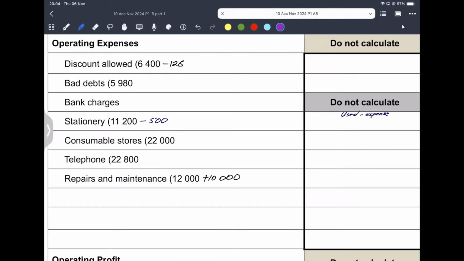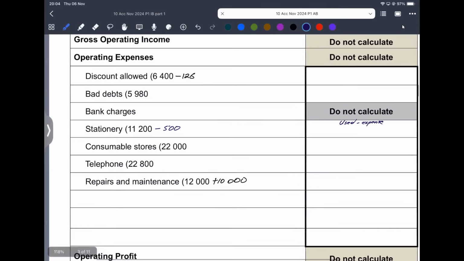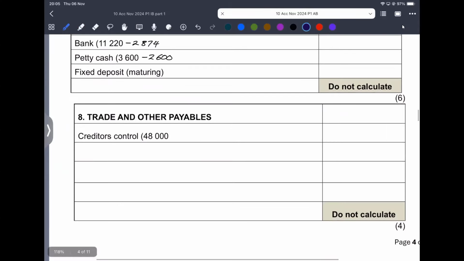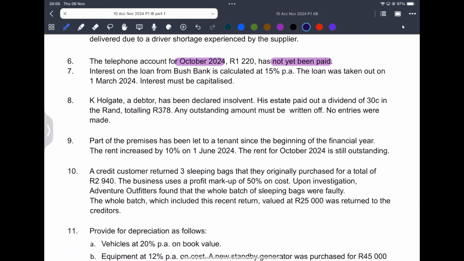That amount has not been added to your stationery expense, so you need to add it to your stationery expense, which is 1,220. We're adding it to the actual expense, but we have actually not paid it. It qualifies as accrued expense. Accrued expense is an expense that we have incurred, but we have not yet paid for it. It will be a current liability and it is recorded in trade and other payables.